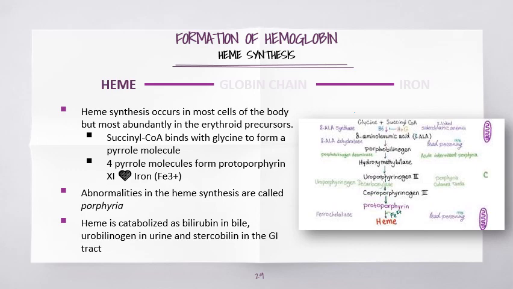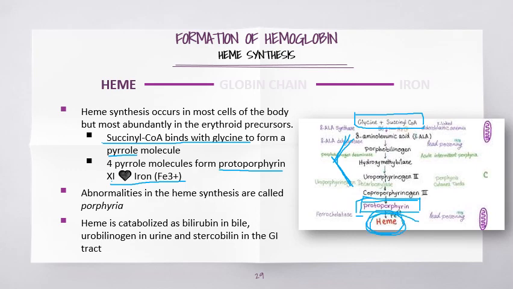In the formation of heme, the first components are succinyl-CoA plus glycine, which will then form a pyrrole molecule. The four pyrrole molecules combine and undergo several enzymatic changes. The end product would be protoporphyrin 9. This protoporphyrin will now bind to the ferrous form of iron, remember that, creating your heme molecule.